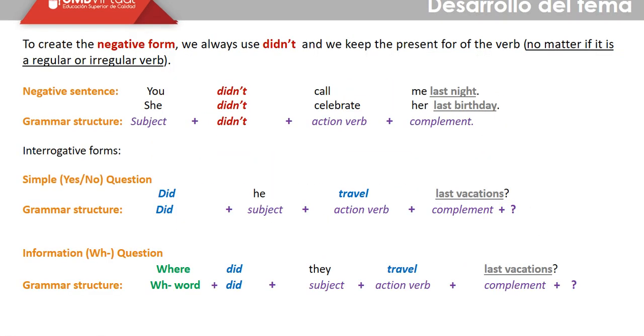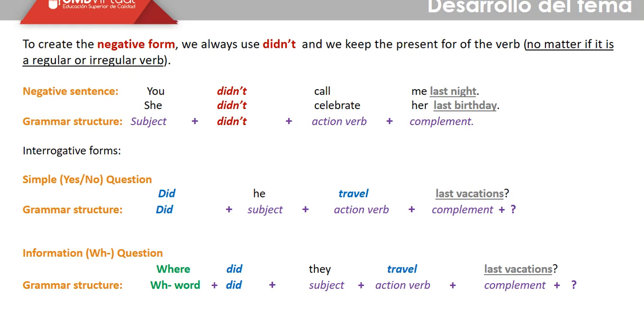To create a negative form, we always use didn't and we keep the present form of the verb no matter if it is a regular or irregular verb. Entonces, para crear la forma negativa como tal, es importante que tengamos en cuenta que debemos hacer uso del didn't como el auxiliar que representa como tal este tiempo gramatical. Y pues a partir de allí hacemos el uso del verbo en presente simple.